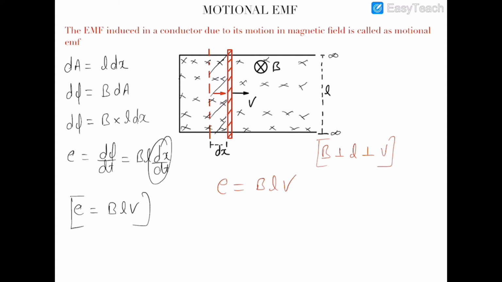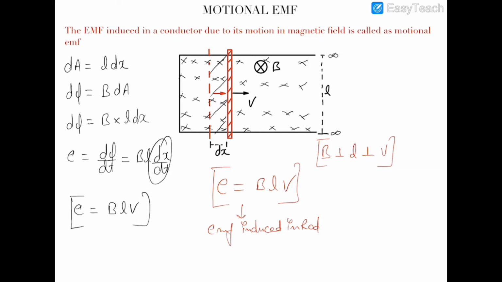Now this EMF is induced in the rod. Why am I saying this? Because the only part which is moving in this circuit is the rod, and due to the movement of that rod, this EMF is induced in the rod. And you should also note that EMF is a scalar quantity, so you should not neglect this fact that EMF is a scalar quantity.